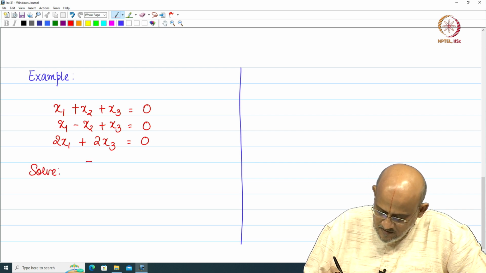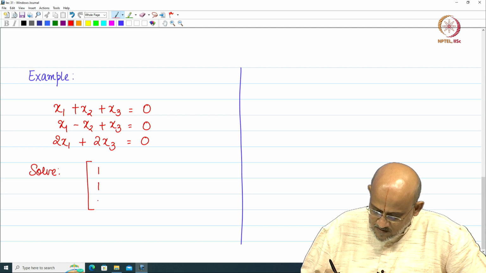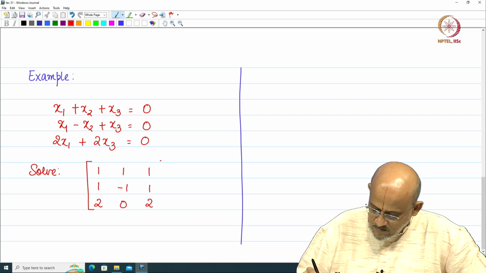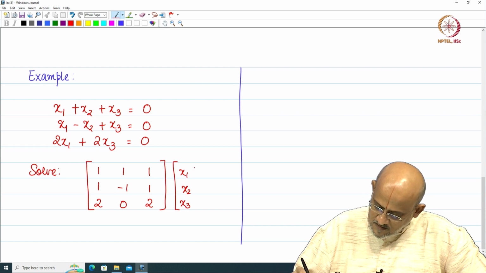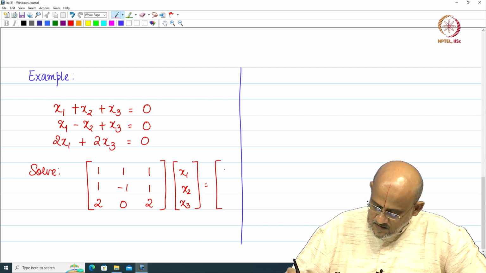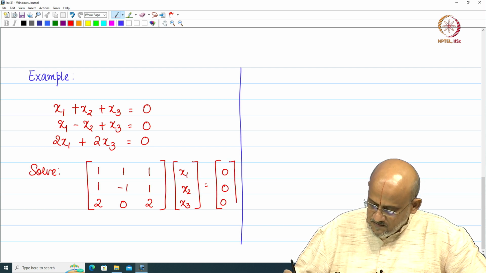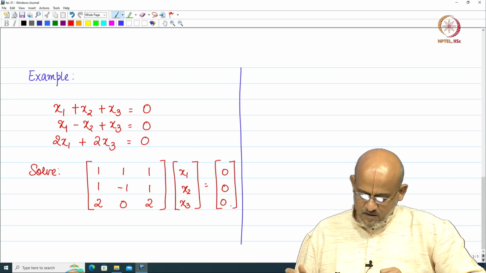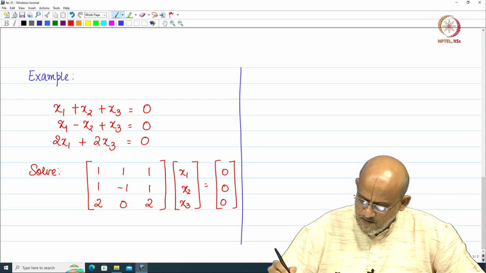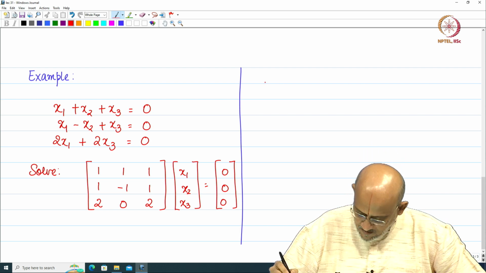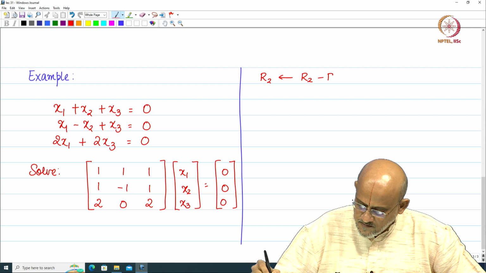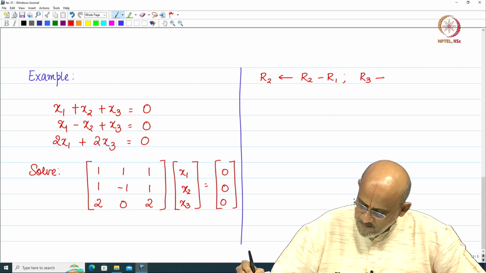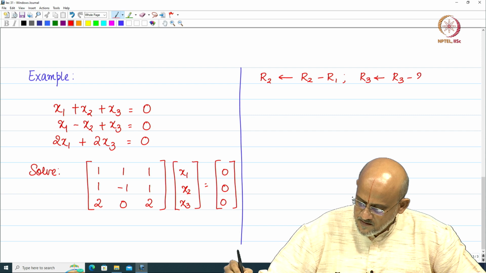So, what do we get here? We have this matrix [1 1 1; 1 -1 1; 2 0 2] times (x1, x2, x3) is equal to (0, 0, 0). We can look at the solution to this by doing elementary row reduction. I will say R2 is R2 minus R1, and R3 is R3 minus 2 times R1.